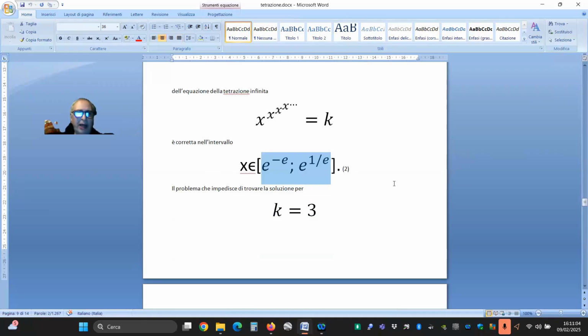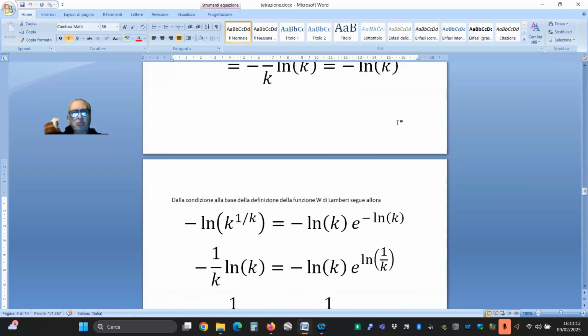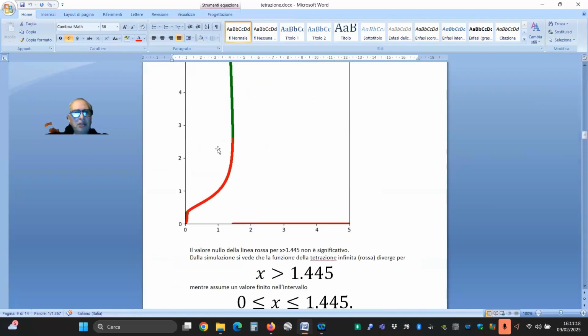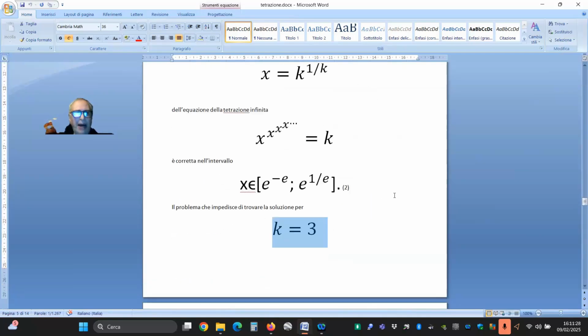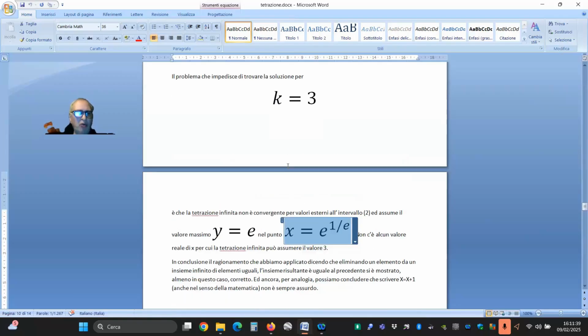It remains to be understood why it didn't work for k equal to 3. Well, essentially, it didn't work because we are outside of this interval. If we go back to the graph for a moment, we understand that the infinite tetration function, the red line, does not reach the value 3. This function has a maximum value equal to e, y equal to e, and it reaches it at the point with coordinates e, 1 over e. Okay? So there is no function.